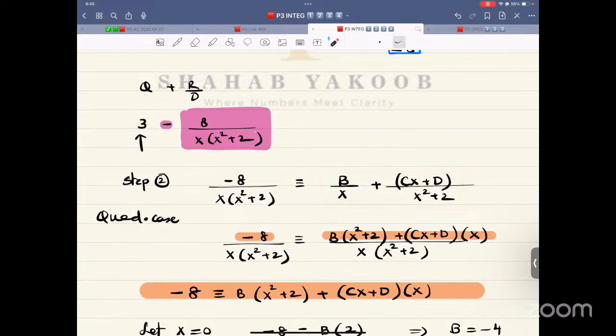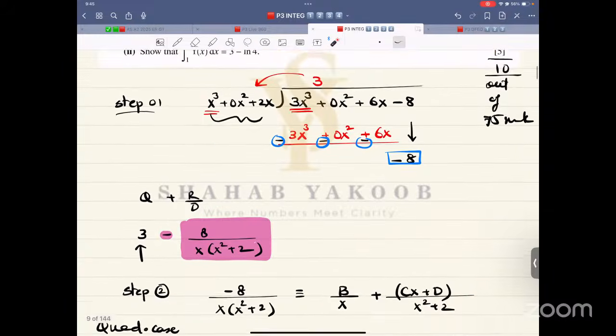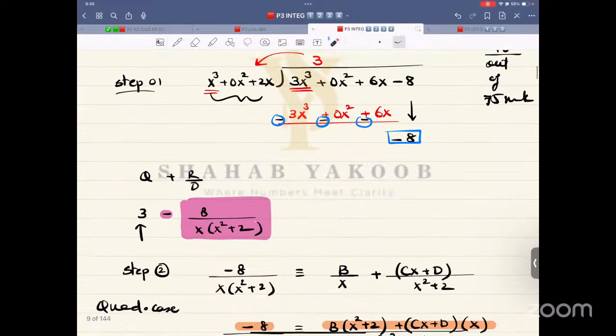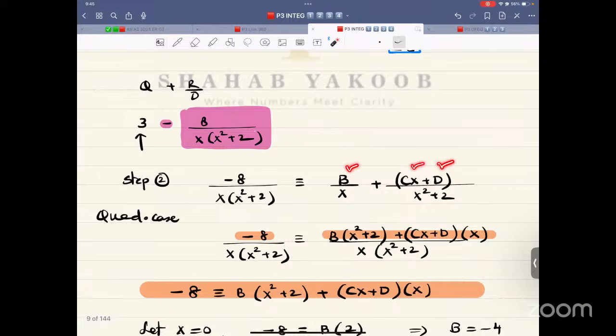This is the quadratic. This is the linear factor. This is the quadratic factor. For the quadratic factor at the top, we write bx plus c or cx plus d. Use the constants that they have used. Do not change. So a is 3. That's already done. B, C, D. That is B and C and D.